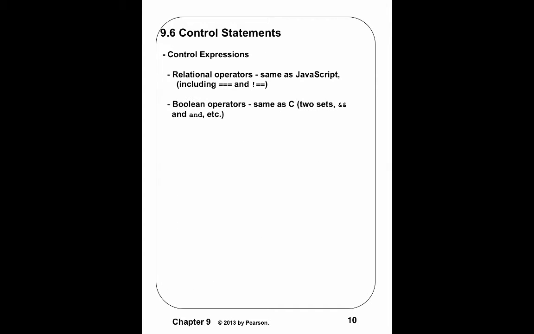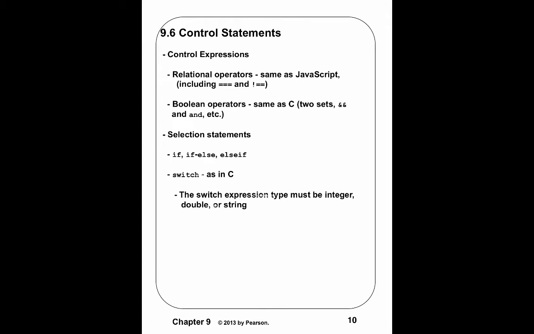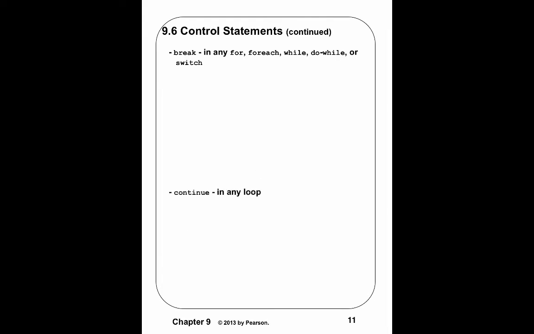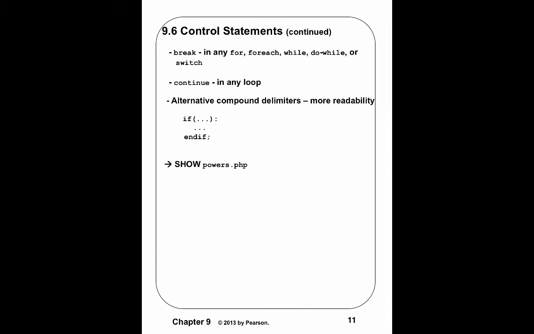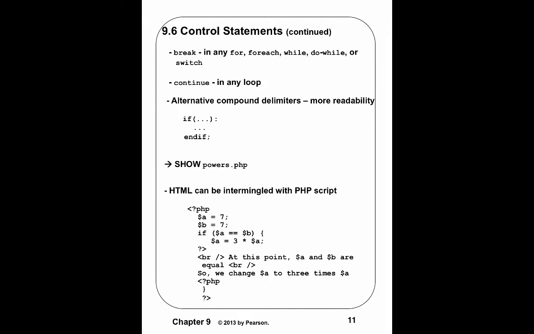Control expressions, they are comparison operators. There are also operators which are typical control structures that we see in other languages, in C or in Java. And then you also have switch statements with break, continue, and here's an example.